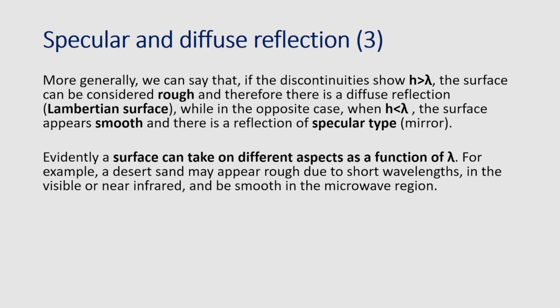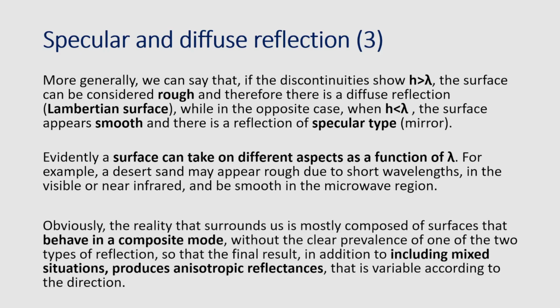Evidently a surface can take on different aspects as a function of lambda. For example, a desert sand may appear rough at short wavelengths, in the visible or near infrared, and be smooth in the microwave region. Obviously, the reality that surrounds us is mostly composed of surfaces that behave in a composite mode, without the clear prevalence of one of the two types of reflection, so that the final result, in addition to including mixed situations, produces anisotropic reflectances, that is, variable according to the direction.